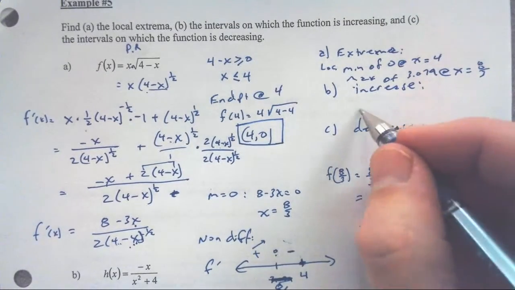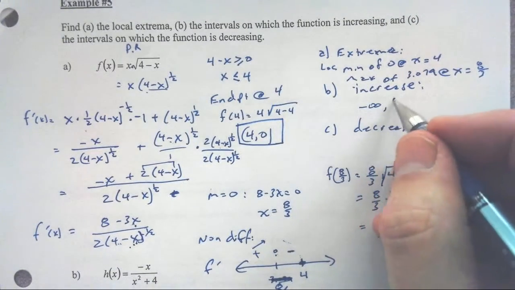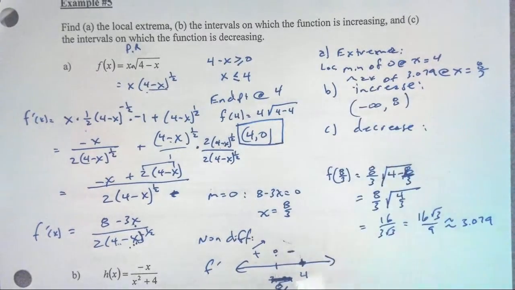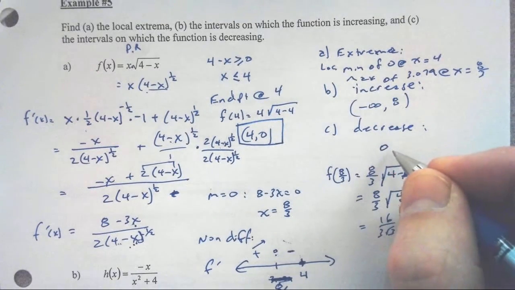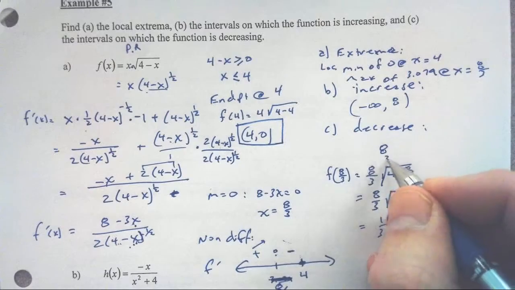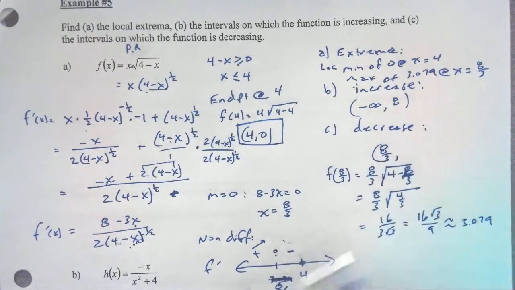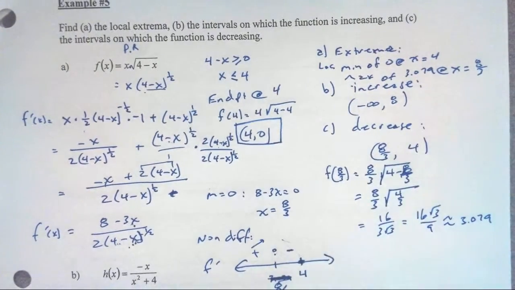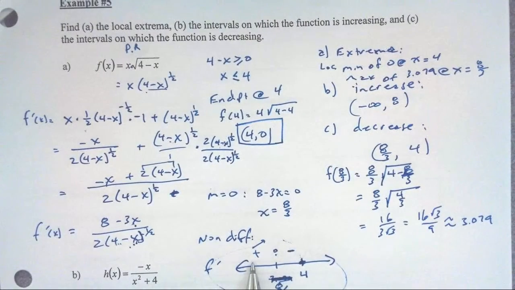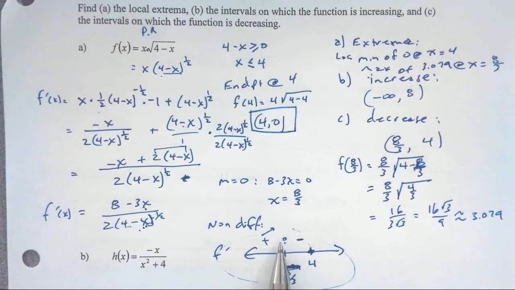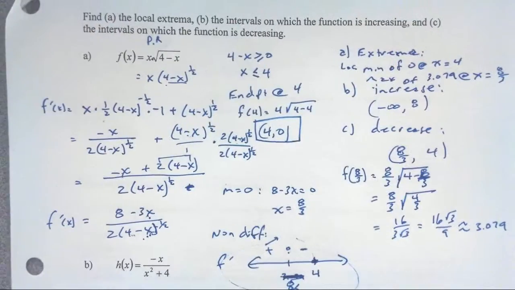This graph increases from negative infinity to 8/3. It decreases from 8/3 until 4. So these little charts become really useful for us if we trust, hey, we've got all the places where the graph could level off.